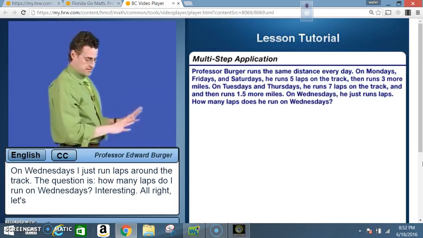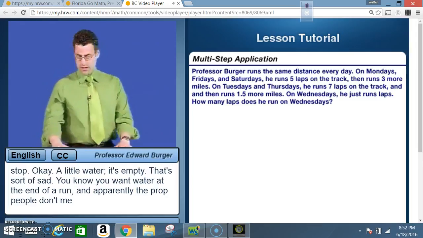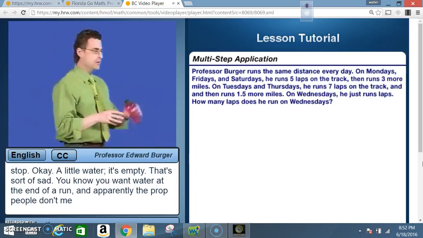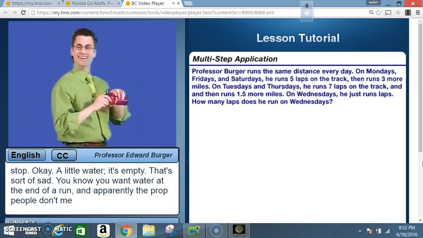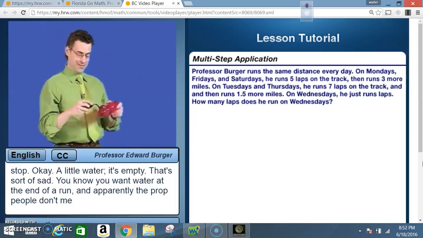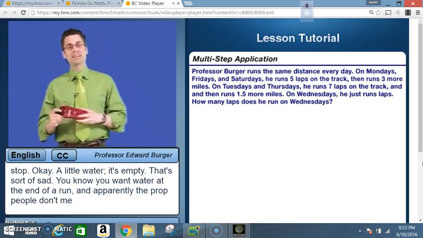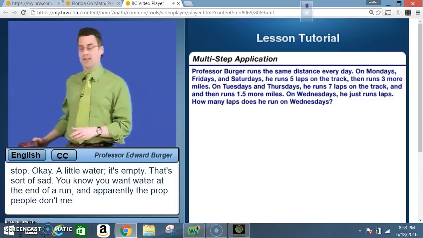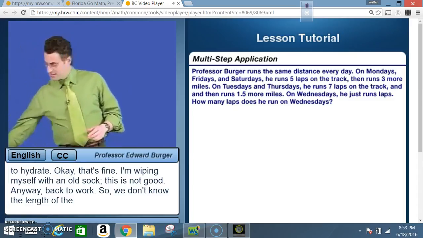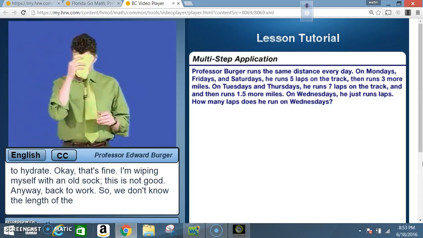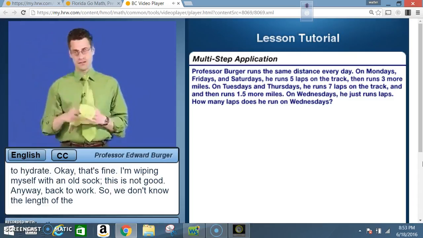Interesting. All right, let's stop. Whew. Okay, a little bit of water. Oh, it's empty. That's sort of sad. You know, you want water at the end of a run, and yet apparently the prop people don't want me to be hydrated. Okay, that's fine. All right. Let's wipe. Wiping myself with an old sock. Okay, this is not good.